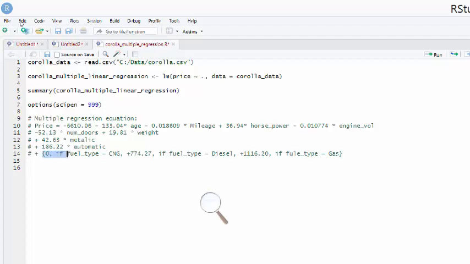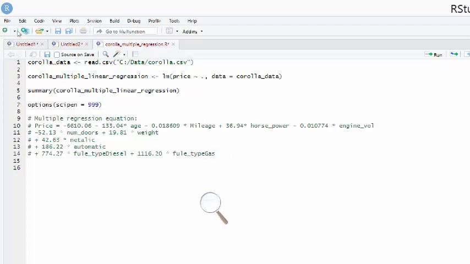So instead of this, three terms, I can go ahead and say plus 774.27 times fuel_type_diesel, okay, and plus 1116.2 times fuel type gas, okay?